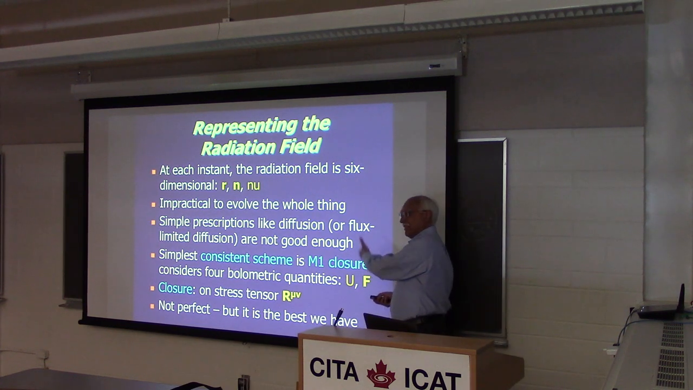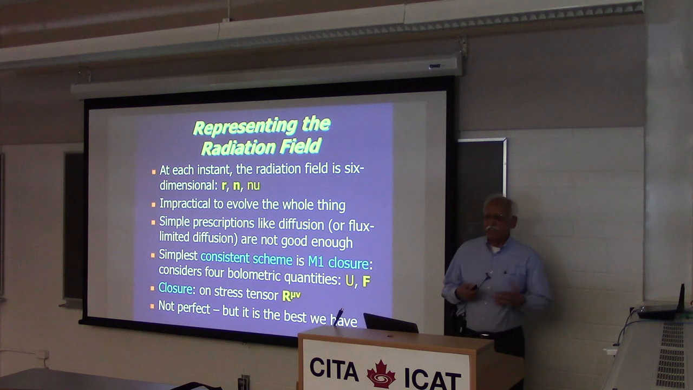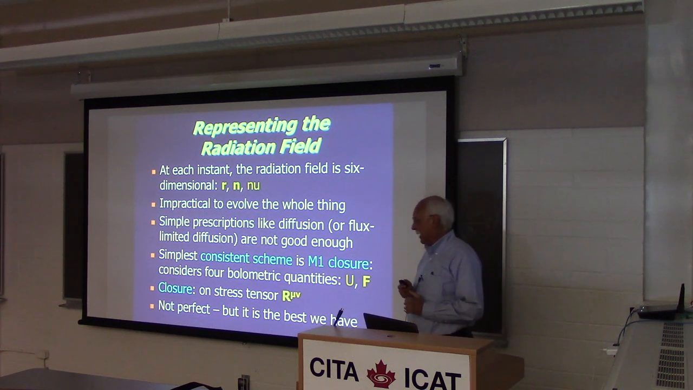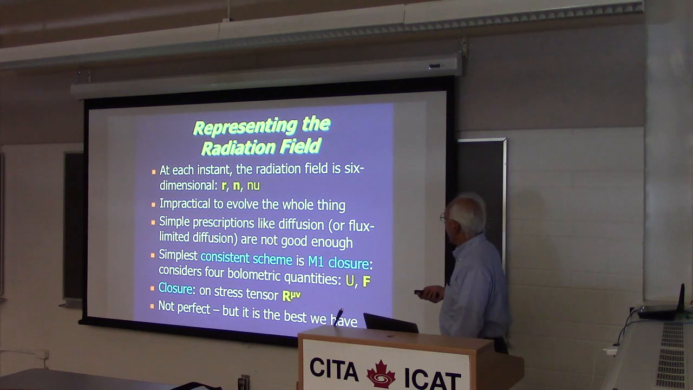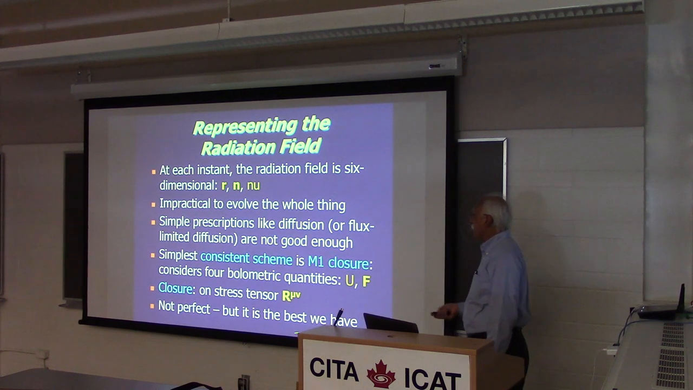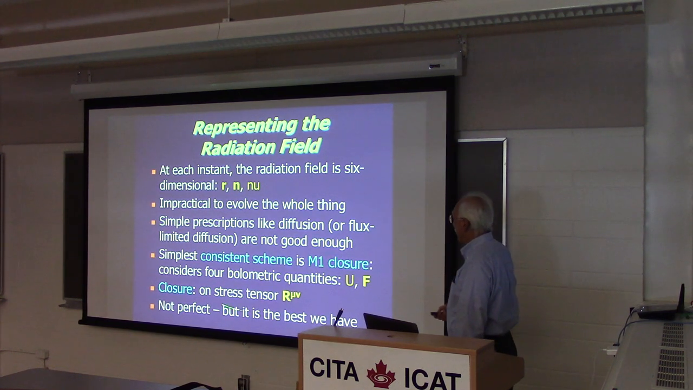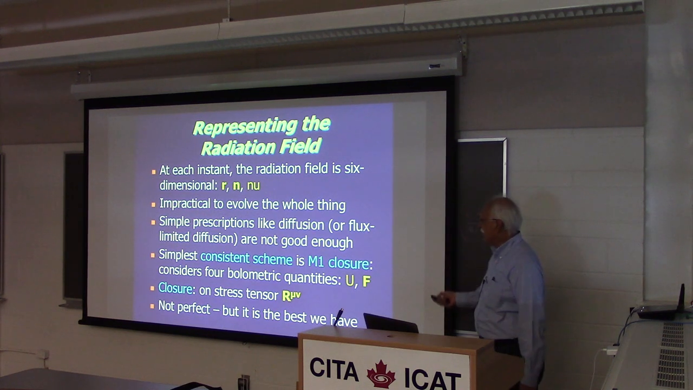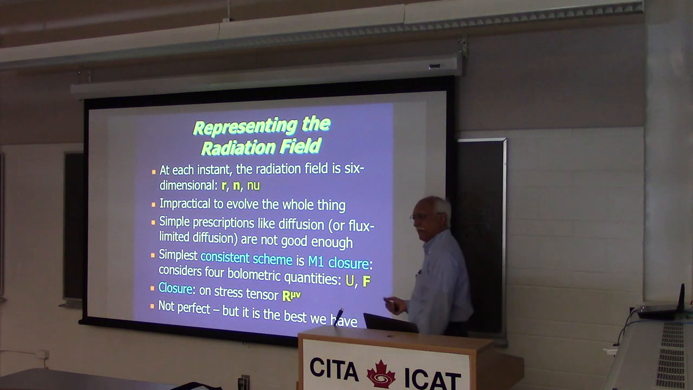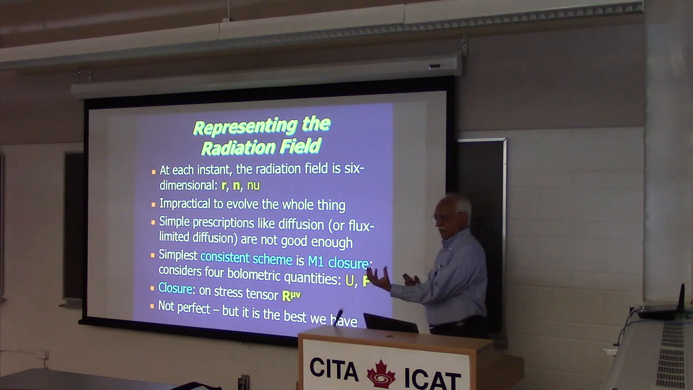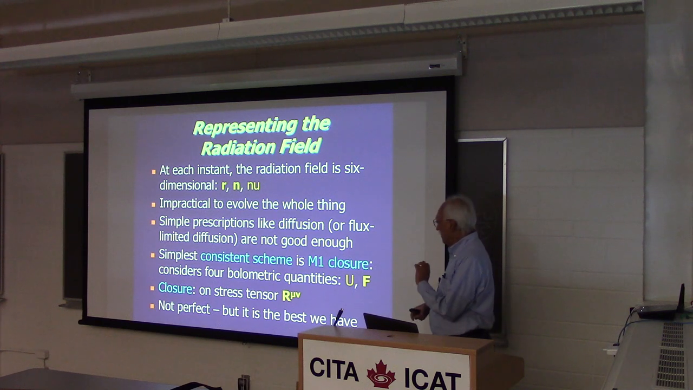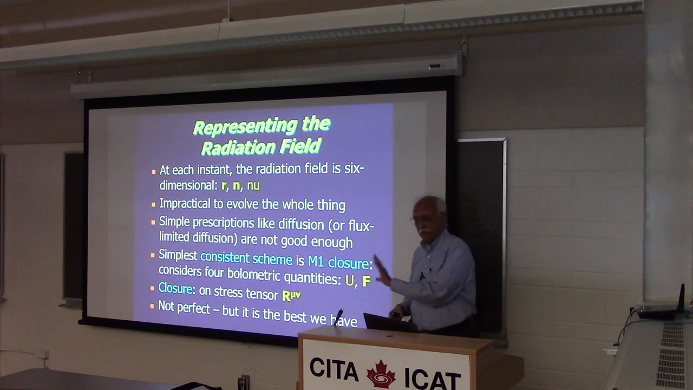Because there are these so-called closure conditions that you have to satisfy, in what detail are you going to describe your radiation? I'll just drop a buzz phrase here. We use something called M1 closure. At the end of the day, basically it means in every cell in the grid, you describe the radiation with 4 or maybe 5 numbers.